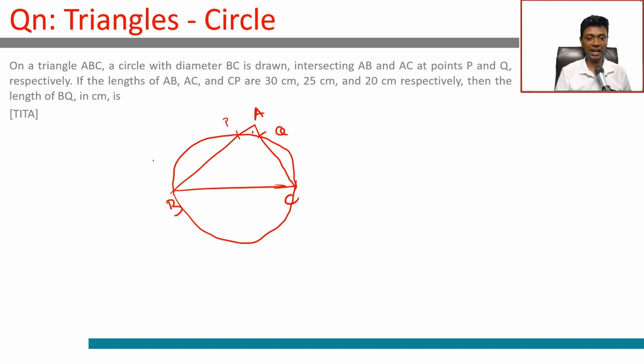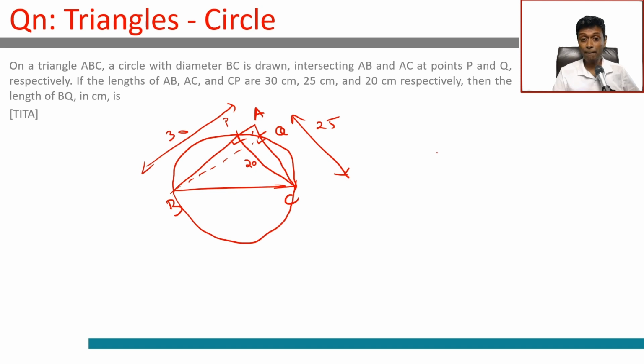AB is 30, AC is 25, CP is 20. And then the length BQ in centimeters is, we need to find BQ. Key thing here, this is semicircle, so this should be 90 degrees, this should be 90 degrees. So now we are looking to do Pythagoras theorem. So think about triangle PAC. If you look at this triangle, this is 90 degrees, CP is 20, AC is 25. This is a ratio of 4:5, or this should be 3, 15, 20, 25 is a Pythagorean triplet. AP is 15. That means PB should be 15.